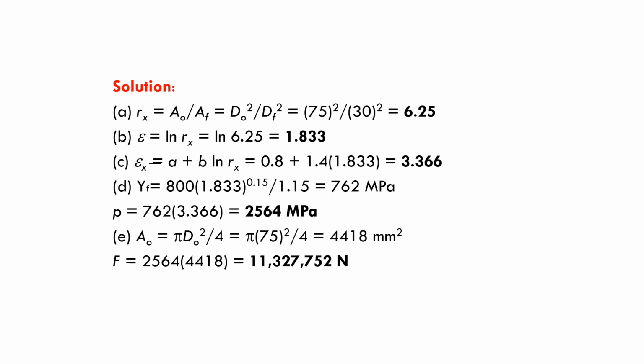Now, for D you have to calculate the pressure. Pressure is Yf times epsilon x. Remember the equation for the pressure, so you have to calculate Yf first. Here, Yf is calculated using this equation: 800 times 1.833 to the power of 0.15, over 1.15. Then you'll get this value, and when you put it into the equation for the pressure, you'll get the pressure. The final one is force. The force is calculated by pressure times area. You already have the pressure, so you just calculate the cross-sectional area, and then you will get the value for the force.